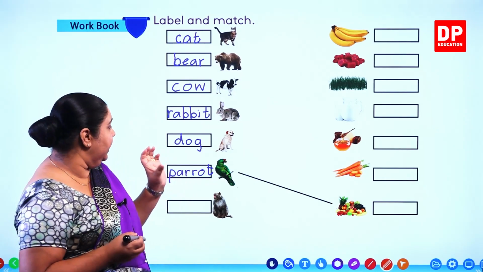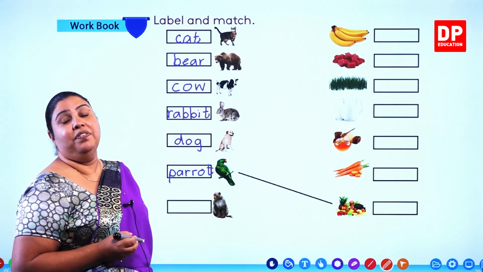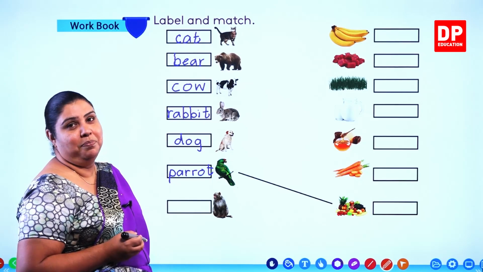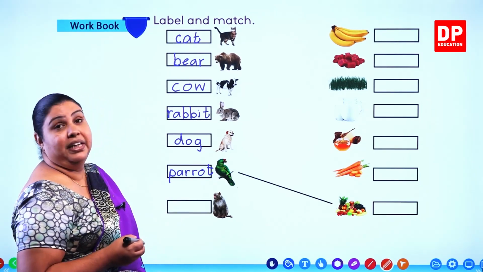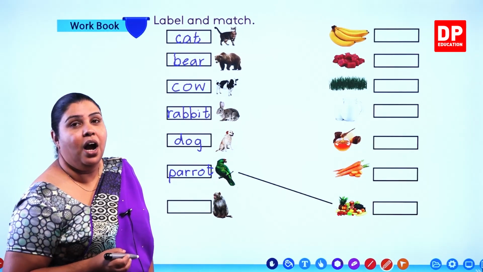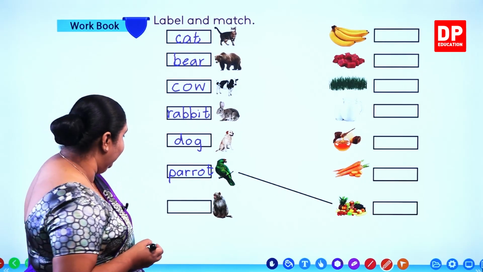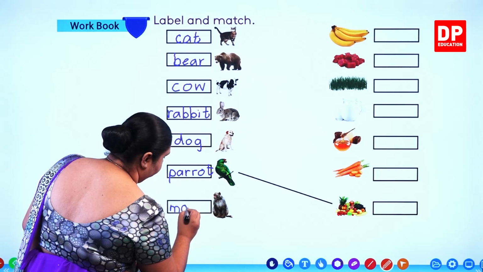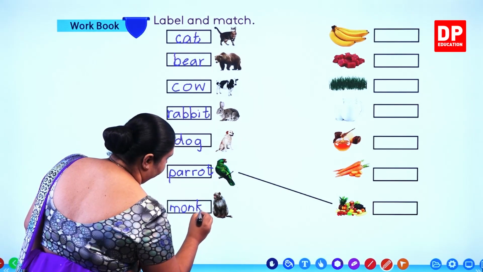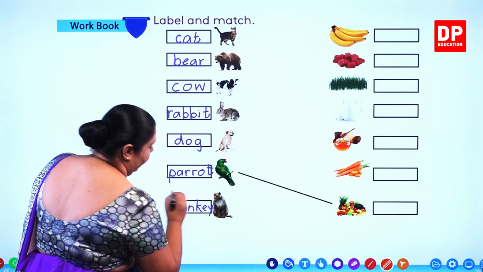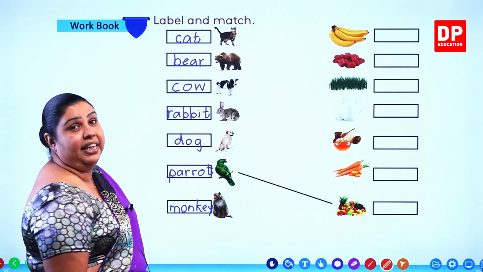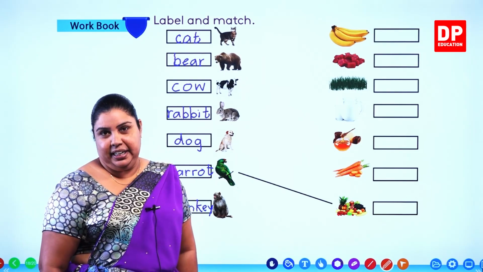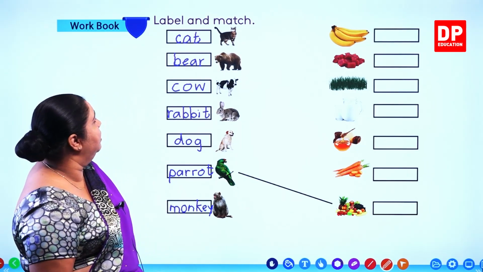So now you can easily study the spelling of these little words. So that's very important. Then finally we have our monkey. How are we going to write the word monkey? M-O-N-K-E-Y. M-O-N-K-E-Y is monkey.